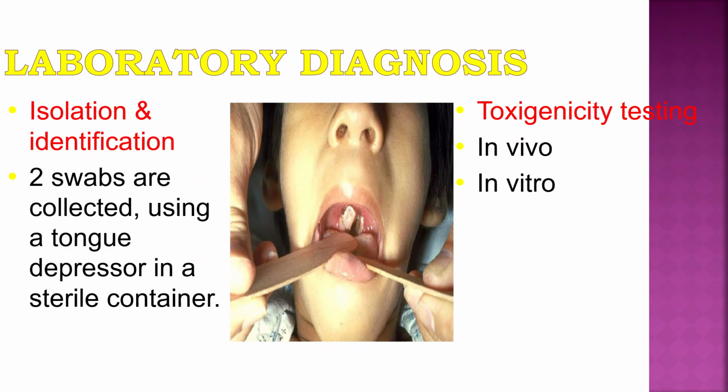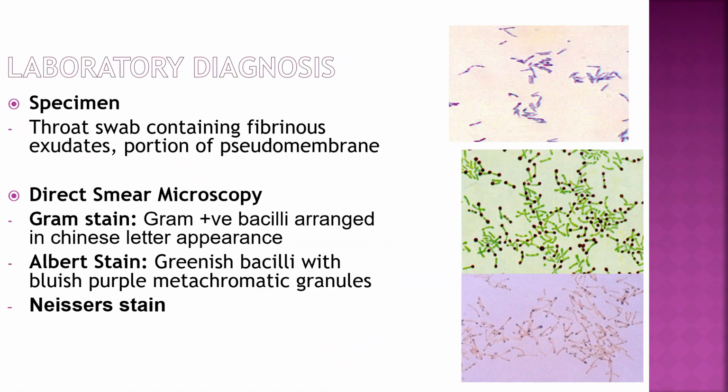For the isolation and identification method, two swabs are collected using a tongue depressor from the pseudomembrane part in a sterile container. And in toxigenicity testing, they can be in vivo or in vitro tests. The specimen can be a throat swab containing fibrinous exudate and a portion of the pseudomembrane. The first step after specimen collection is direct microscopic examination, which can be done by different staining methods.